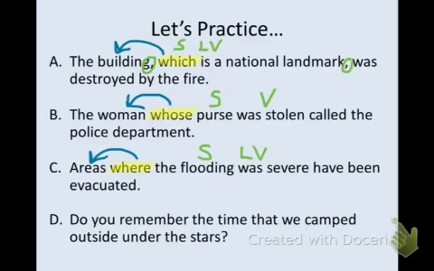And then, of course, sentence D, do you remember the time that we camped outside under the stars? There is that relative pronoun there. We're going to be looking for a subject and a verb somewhere after that. We is the subject, camped is the verb. That we camped outside under the stars is describing time.